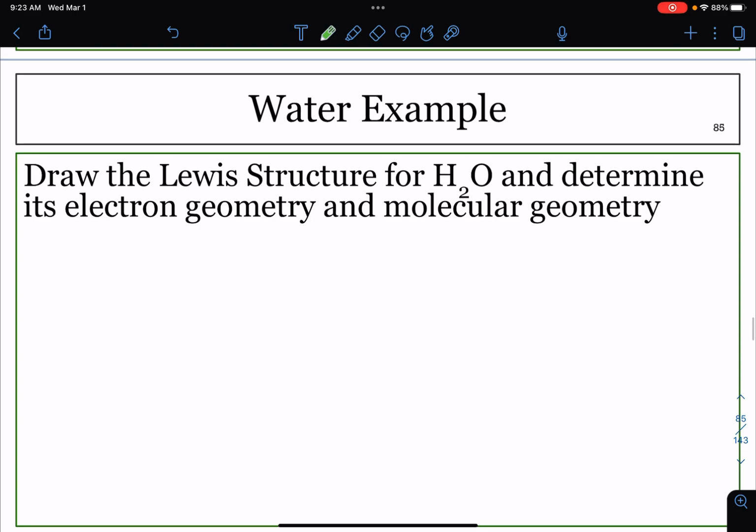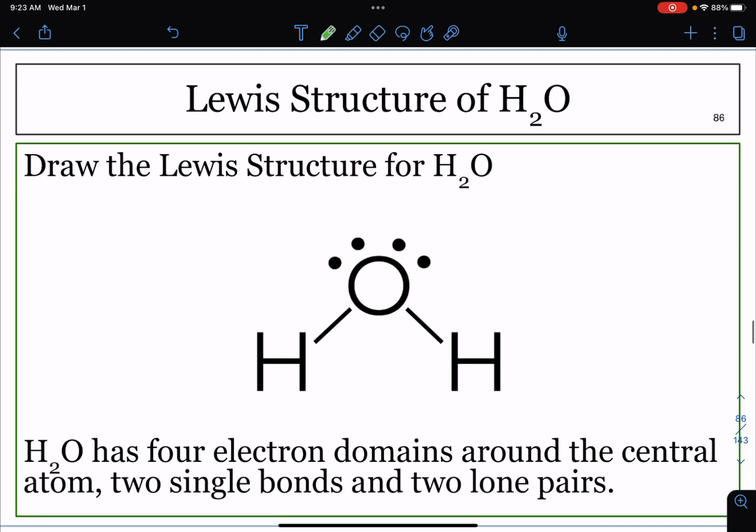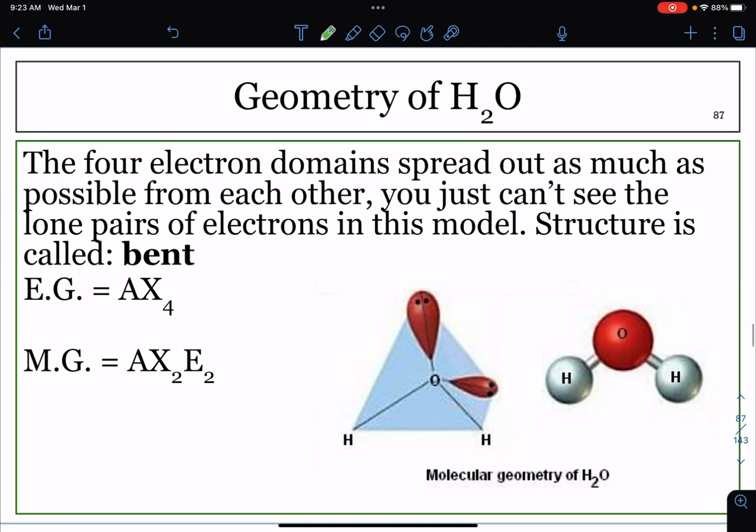All right, let's draw the Lewis structure for water. You can see that oxygen is the central atom and that we have 1, 2, 3, 4 electron domains around oxygen. The electron geometry is still AX4 tetrahedral, but the molecular geometry is now AX2E2, which we label bent. The 2 lone pairs are sitting up here on oxygen on top and bending down the hydrogen atoms. So the hydrogen atoms are not in a straight line with oxygen, so it's no longer linear, but we have a bent shape.